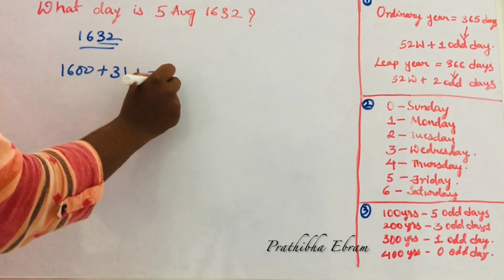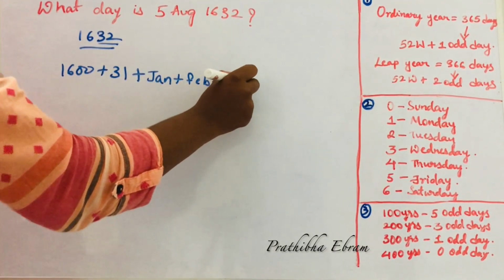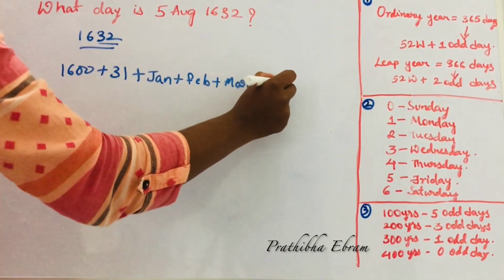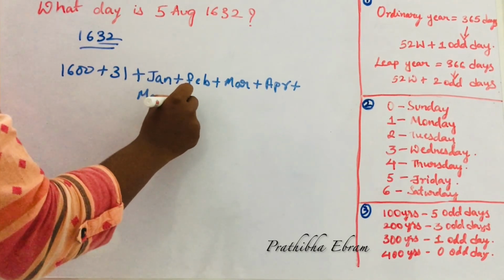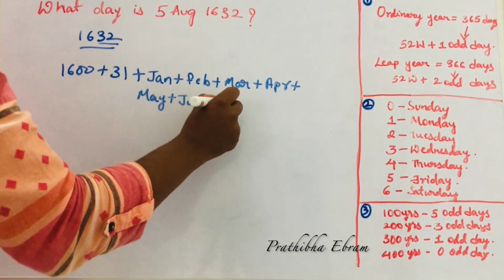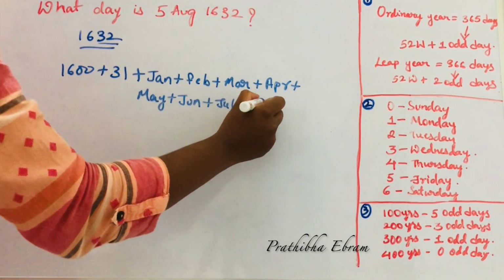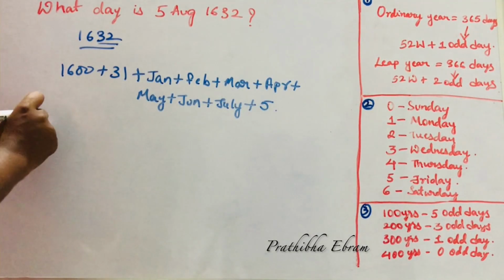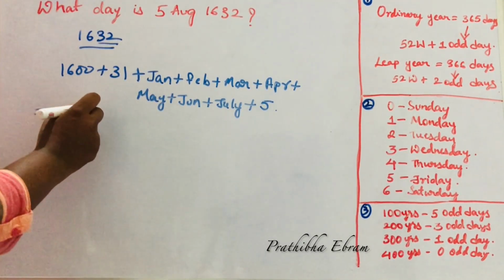So January, February, March, April, May, June, July, plus in August only 5 days, 5. Now in 1600 you have 0 odd days.